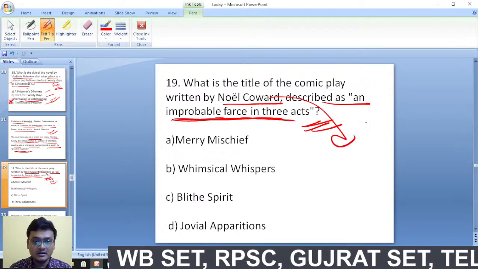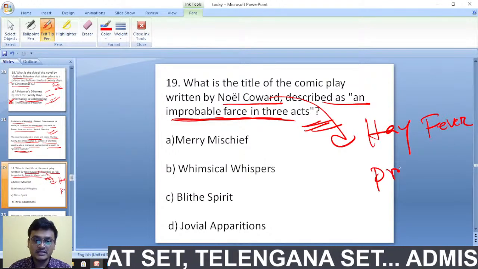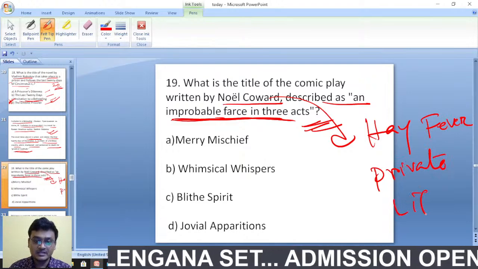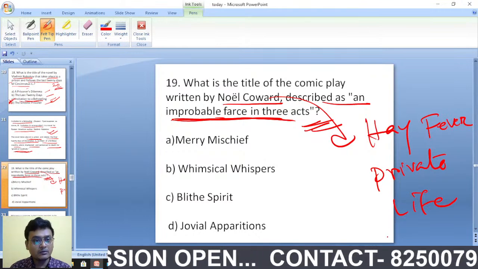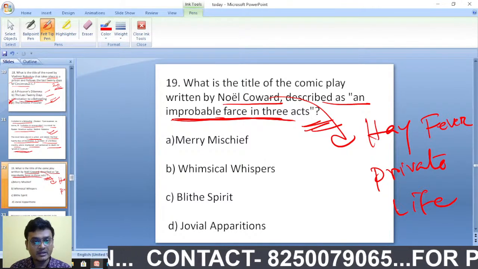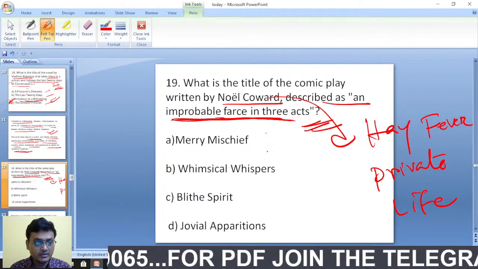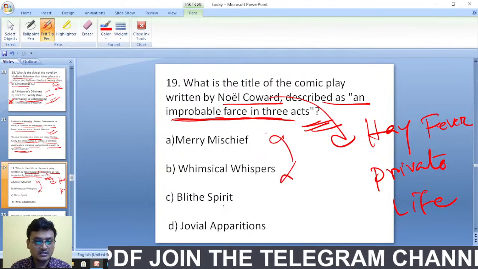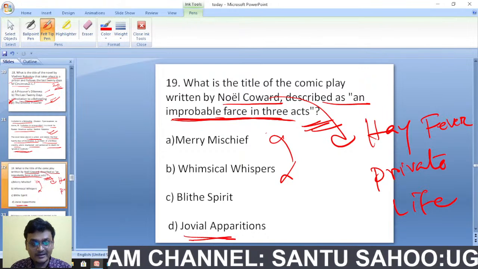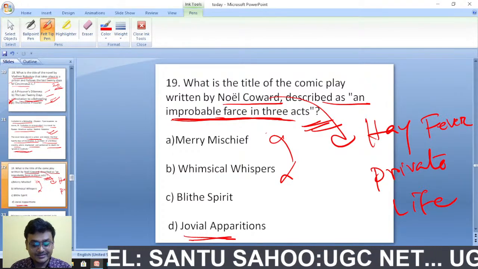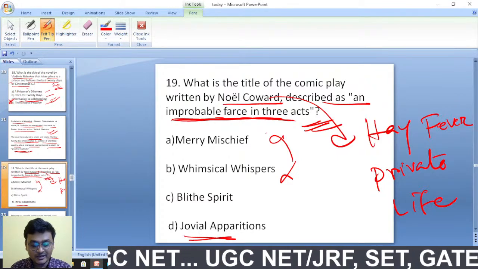Hay Fever and Private Lives are important works by Noel Coward. And what is the title of the comic play by Noel Coward, described as an improbable farce in 3 acts? Merry Mischief, Whimsical Whispers. The title has been taken from a romantic poet. Now you tell me, the title has been taken from a romantic poet's poem.